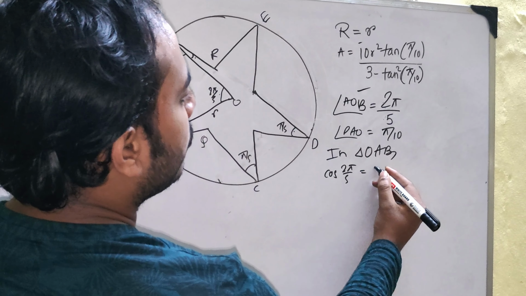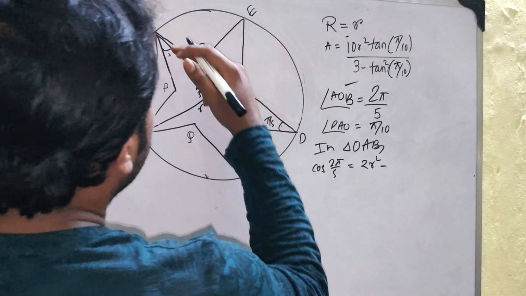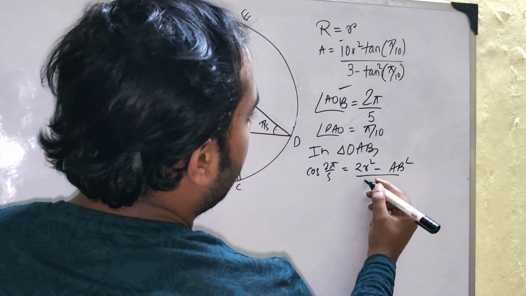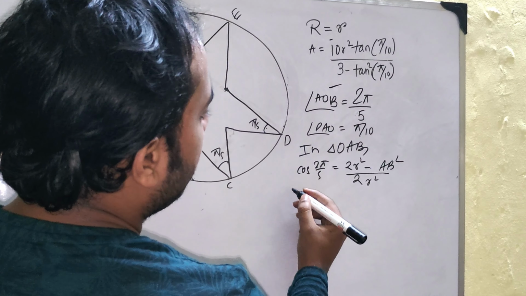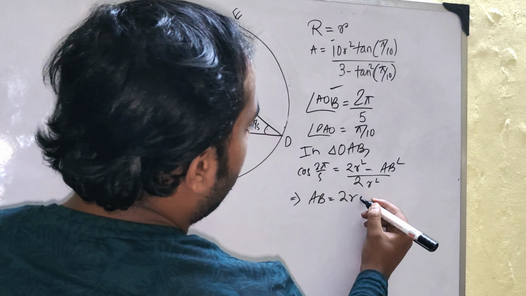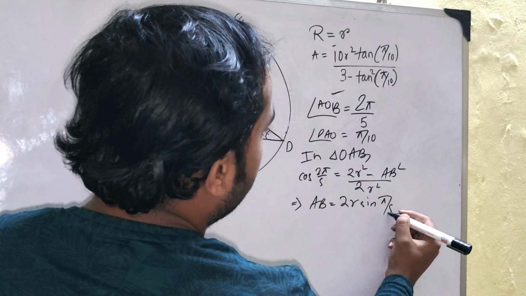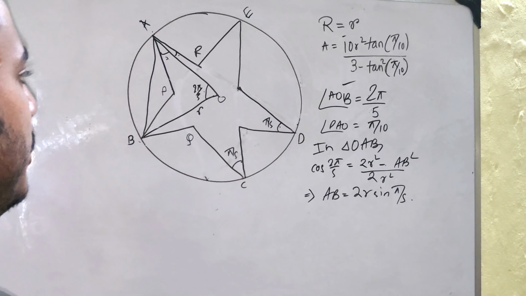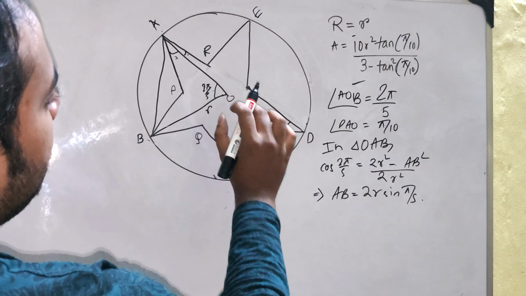So this should be equal to 2r square minus, let's say AB is AB, so let it be AB square divided by 2 into r into r, which is 2r square. If you simplify this, you will get AB equals 2r sine of pi by 5. That is going to be the value for AB. You will have to apply the multiple angle formula as well. Okay, that much we got.